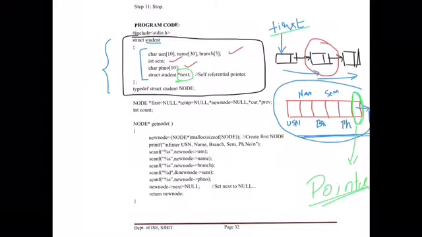Now I need to take the input for my USN. I took it. I took an input for my name. I took it. I took an input for my branch, and so on and so forth. I am taking it, and I will be making my next as null. That is, I assume that this is the only node which I am trying to create, and this is how I create one individual node. Okay, getting it?